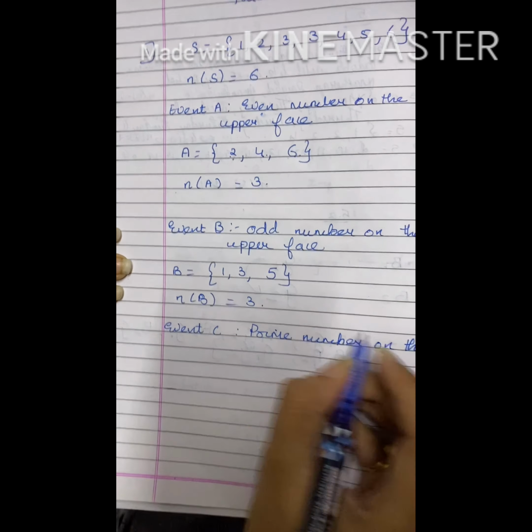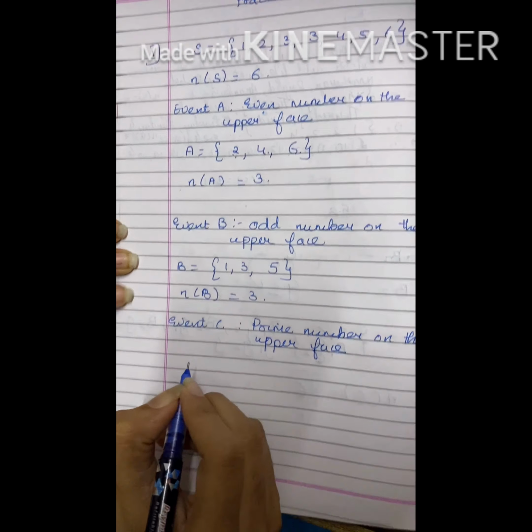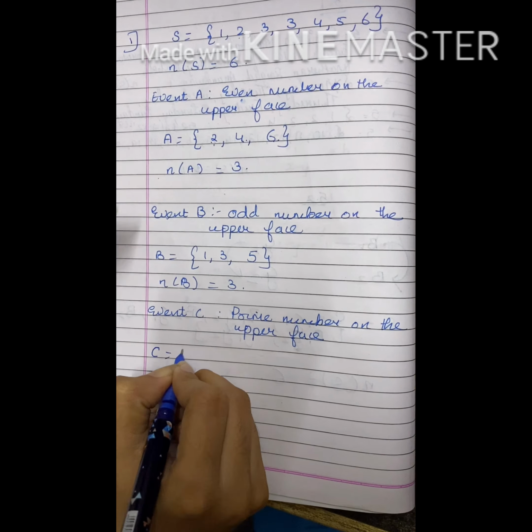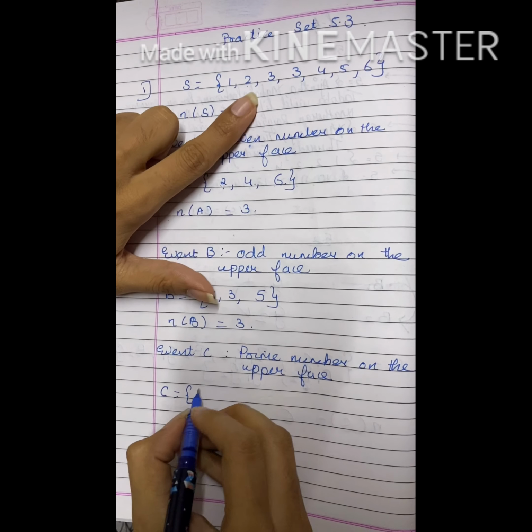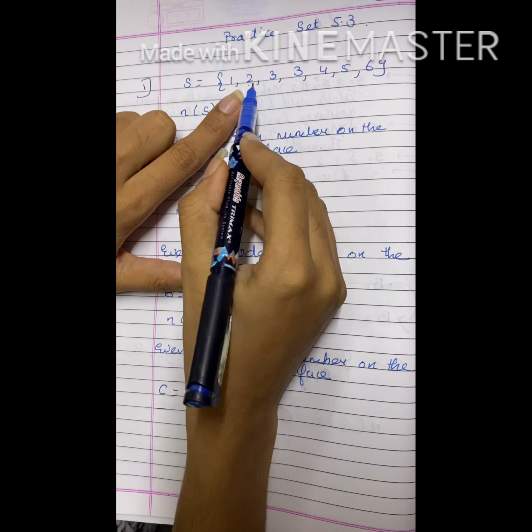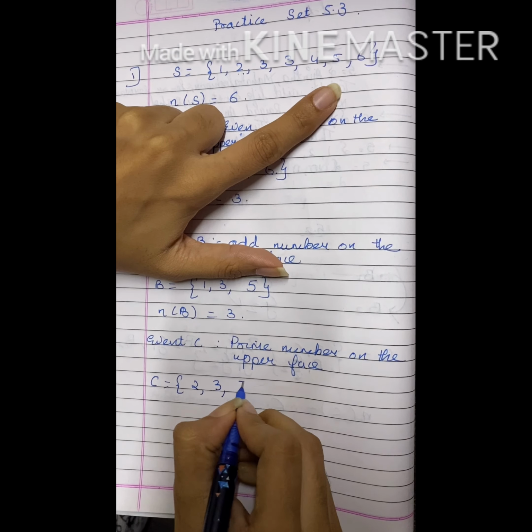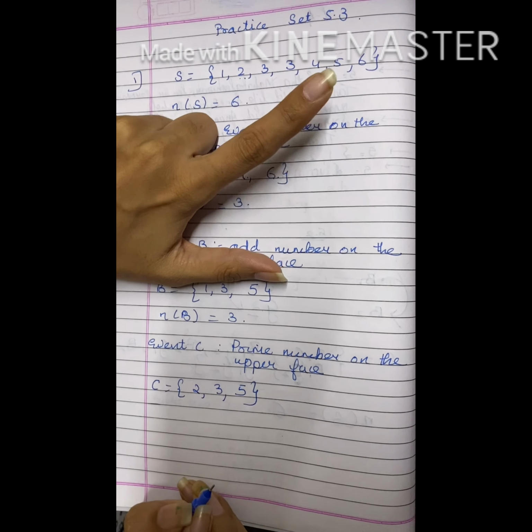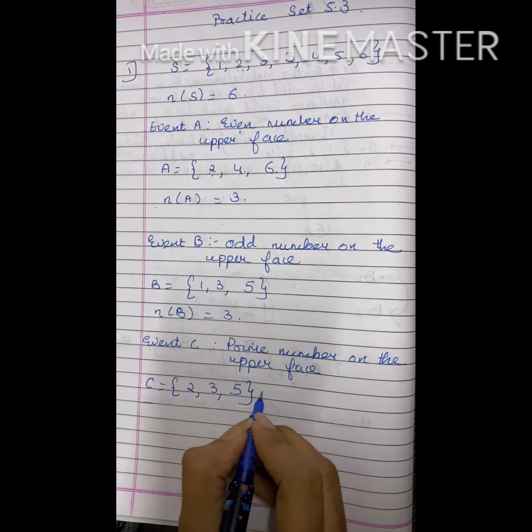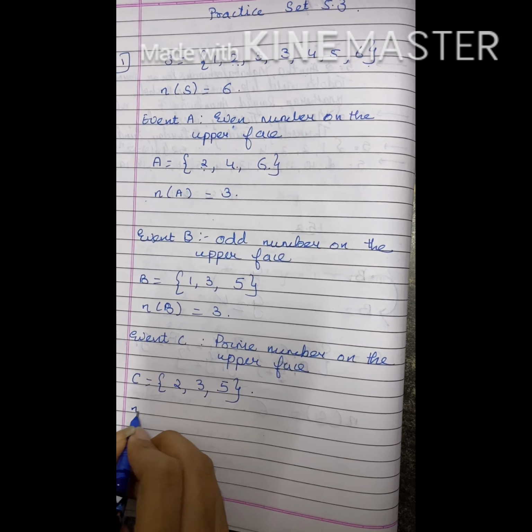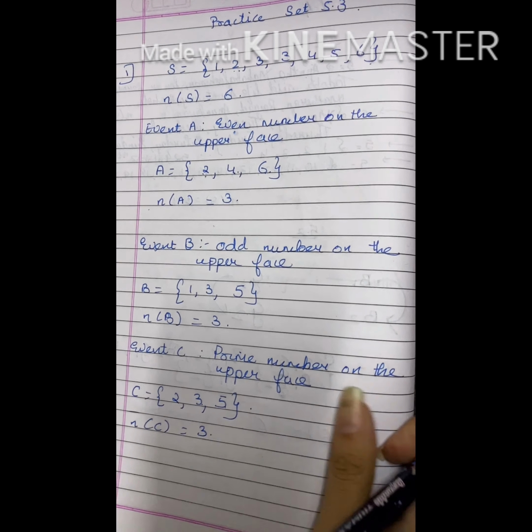on the upper face. Prime number means which is divisible only by itself and 1. 1 is neither a prime number nor composite. Second, 2. 2 is divisible by itself. Next, 3. Next, 5. 4 is divisible by 2. Therefore, 4 is not a prime number. 6 is also divisible by 2 and 3. Therefore, 6 is also not a prime number. C is {2, 3, 5}. N of C is 3. First sum completed.